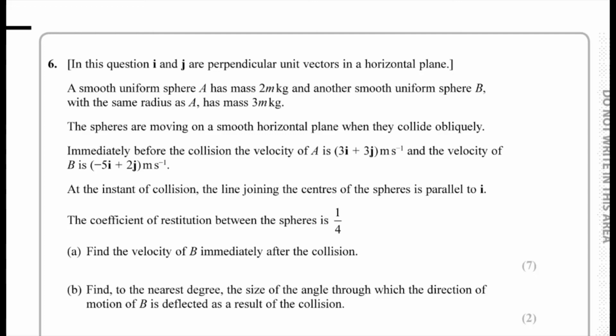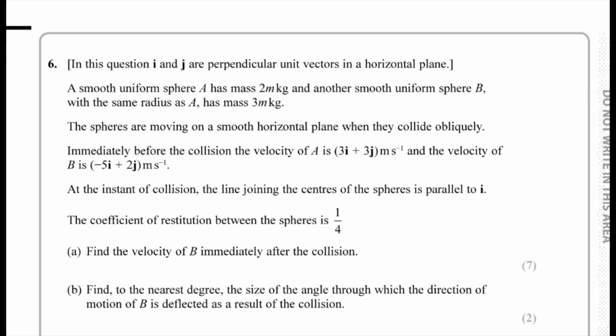Question 6. A smooth uniform sphere A has mass 2m kilograms and another smooth uniform sphere B with the same radius as A has mass 3m kilograms. And the spheres are moving on a horizontal plane when they collide obliquely. Immediately before the collision, the velocity of A is 3i plus 3j meters per second, and the velocity of B is minus 5i plus 2j meters per second.